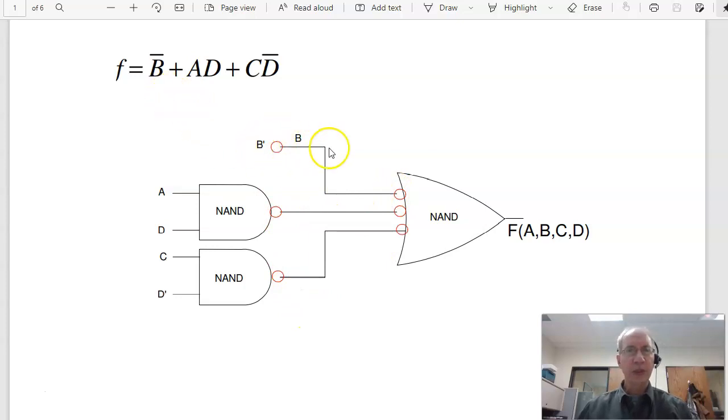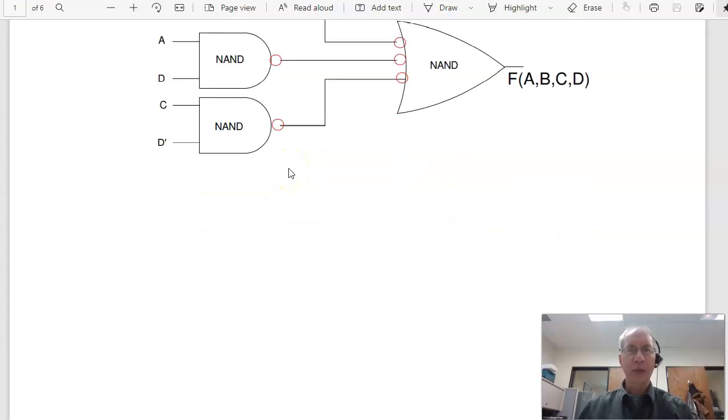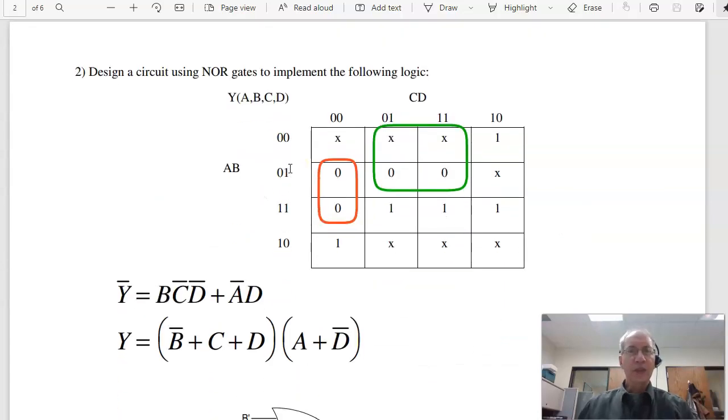I would just do B prime ORed with A and D, ORed with C and D prime, then throw in double negatives. The AND not makes it an AND gate, not OR makes it an AND gate. And here I need to negate B prime, so the input is actually B. Or you can do B prime inverted, either way. That's problem 1.